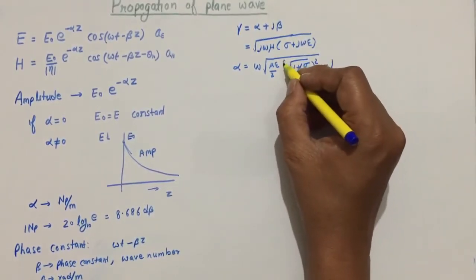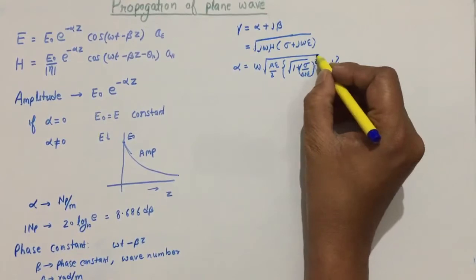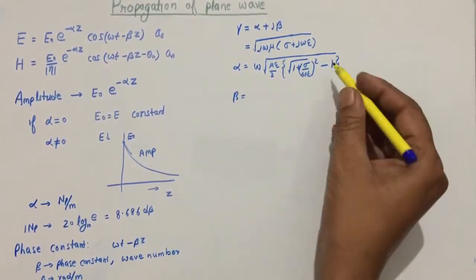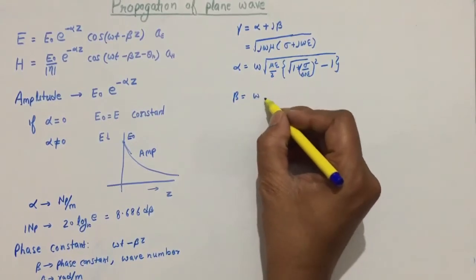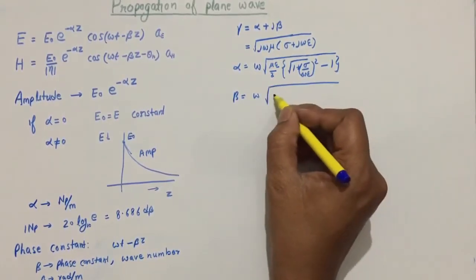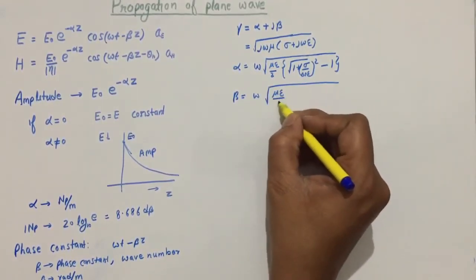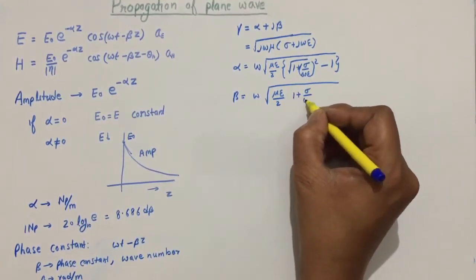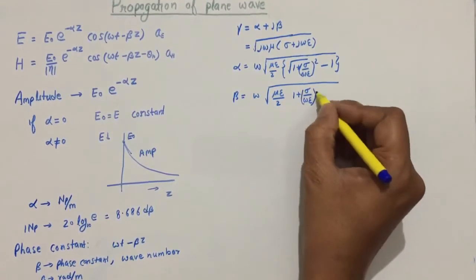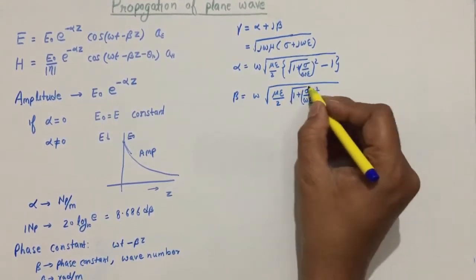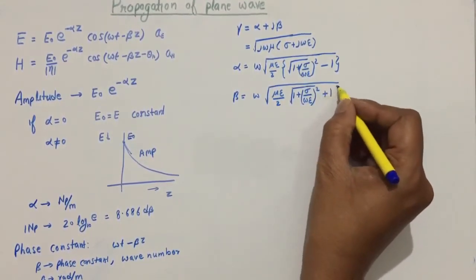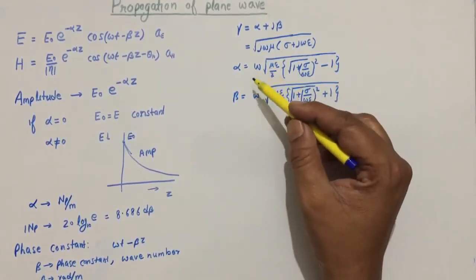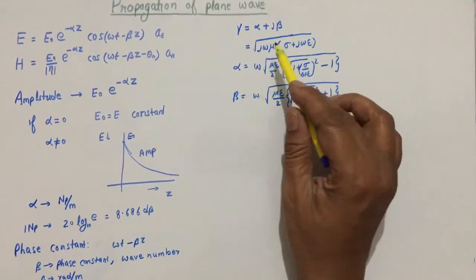This is alpha, and in case of beta, we just have to replace the minus with a plus sign, that is omega times the square root of mu epsilon divided by 2 times the square root of 1 plus sigma divided by omega epsilon squared, plus 1. Okay, so we have alpha and beta from here.